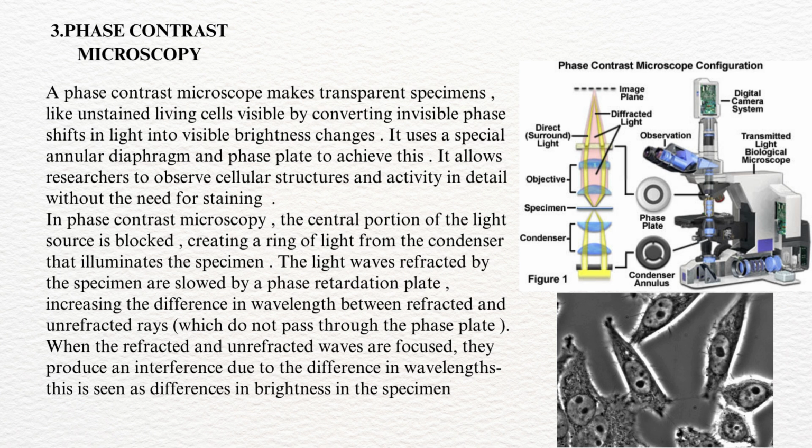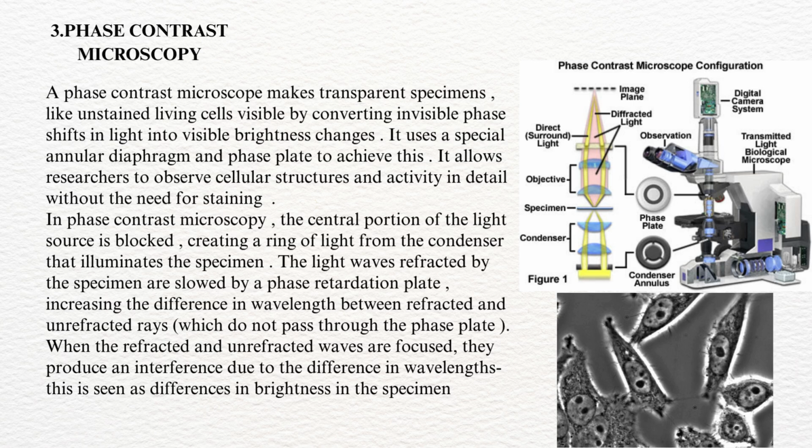The next type of light microscopy is the phase contrast microscope. Phase contrast microscopes make a transparent specimen, like unstained living cells, visible by converting the invisible phase shifts in light into visible brightness changes. It uses a special annular diaphragm and phase plate to achieve this. It allows researchers to observe cellular structures and activity in detail without the need for staining.